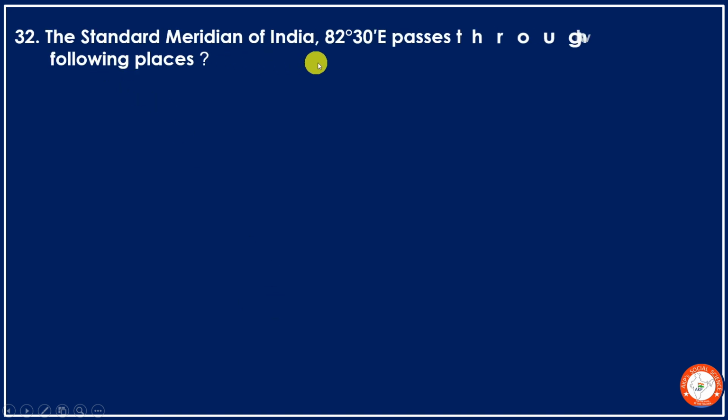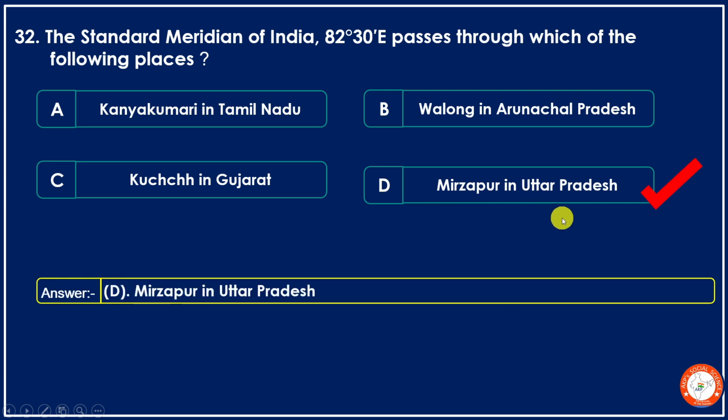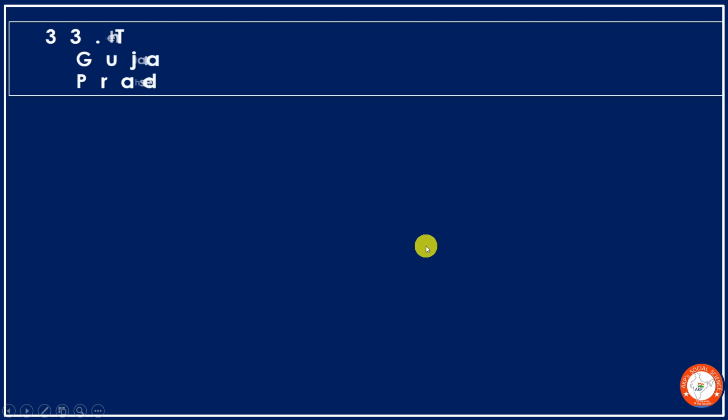The standard meridian of India, 82 degrees 30 minutes east, passes through which of the following places? Kanyakumari in Tamil Nadu, Walong in Arunachal Pradesh, Kutch in Gujarat, Mirzapur in Uttar Pradesh. The correct answer is Mirzapur in Uttar Pradesh.